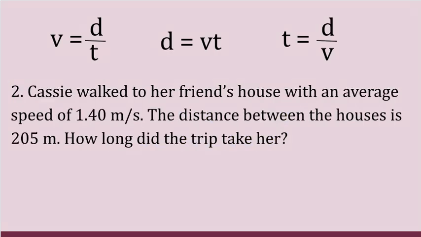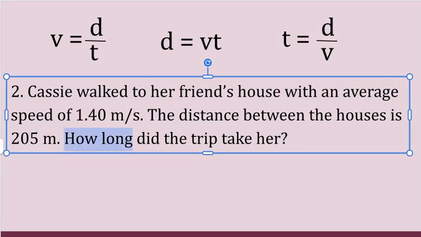For question 2, it says Cassie walks to her friend's house with an average speed of 1.4 meters per second. The distance between the houses is 205 meters. How long did the trip take her? When they ask me how long something took, that means I'm solving for time. So I would use this equation because time is already isolated, and I'll just have to take distance and divide by speed.